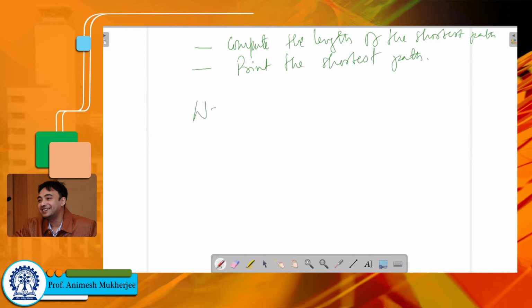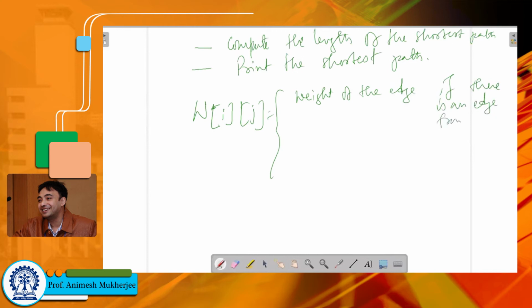So here we will use the standard adjacency matrix W_ij, where this is equal to the weight of the edge if there is an edge from Vi to Vj, is infinite if there is no edge from Vi to Vj, and is 0 if i is equal to j. So this is the standard adjacency matrix definition.